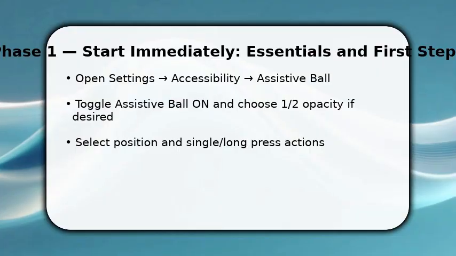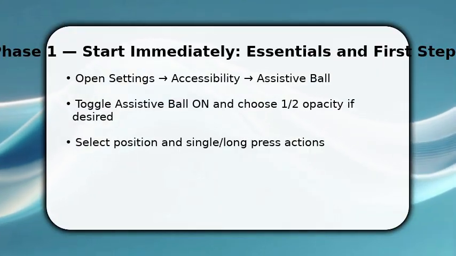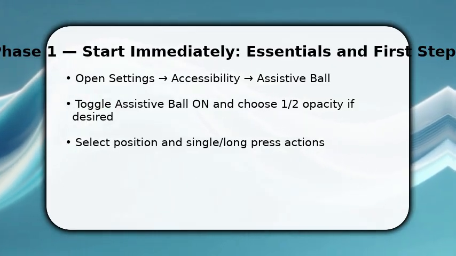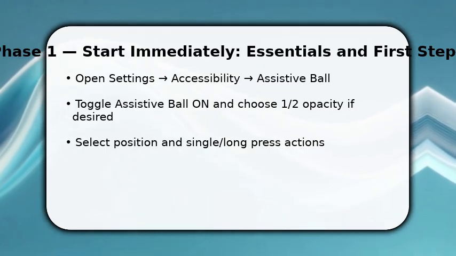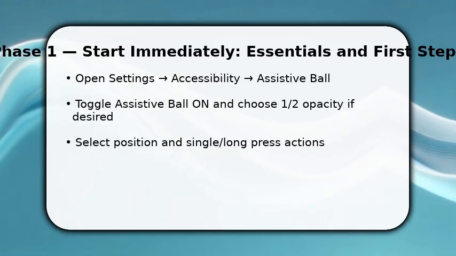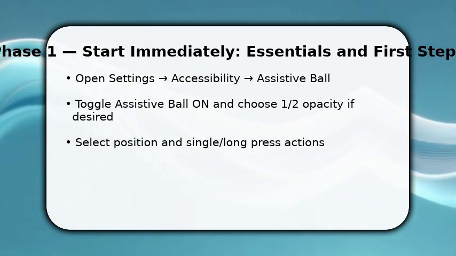Enjoy the video. You start by enabling the assistive ball, the built-in floating home shortcut. Open Settings, then Accessibility, and tap Assistive Ball. Turn it on. Once done, choose its default action as home so a single tap returns you home. Make sure to set opacity and position for visibility without blocking content.